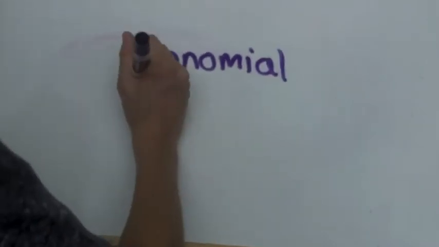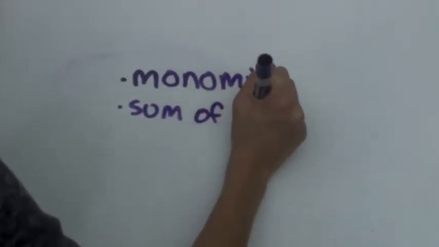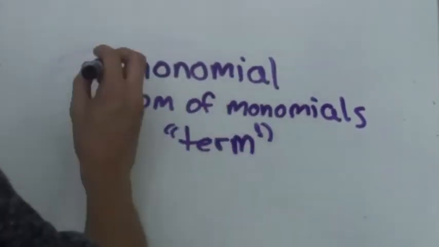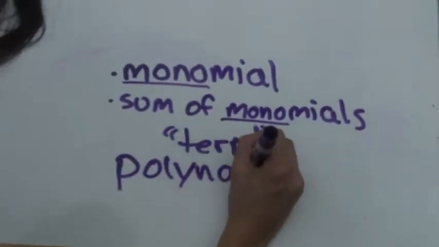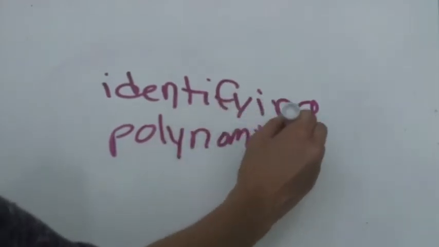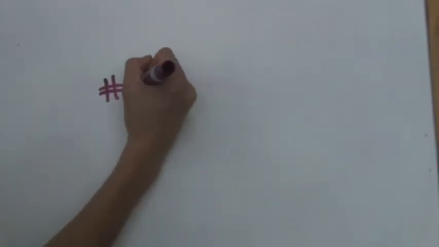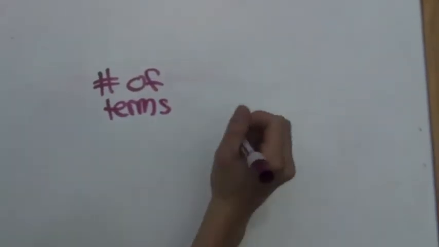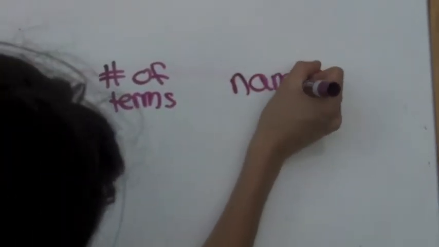A polynomial is a monomial or the sum of monomials. Each one is called a term. Mono meaning single and poly meaning many. We can start identifying polynomials by looking at the number of terms it has. Each number of terms has a specific name that goes with it.